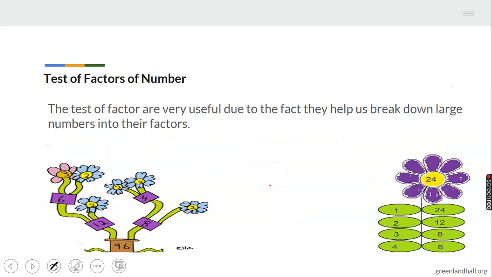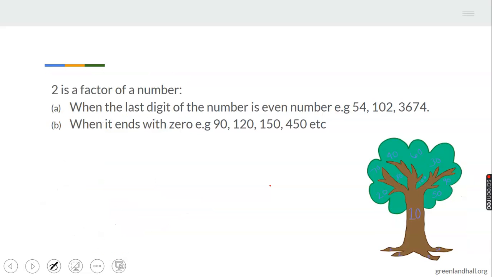But more importantly to our factors and multiples, we must learn to test a factor. The tests of a factor are very useful due to the fact that they help us break down large numbers into smaller numbers. A factor will help us break down large numbers into smaller numbers.